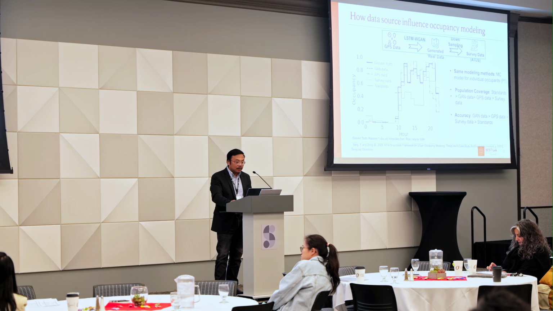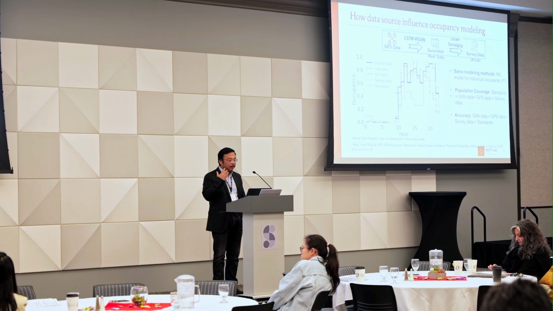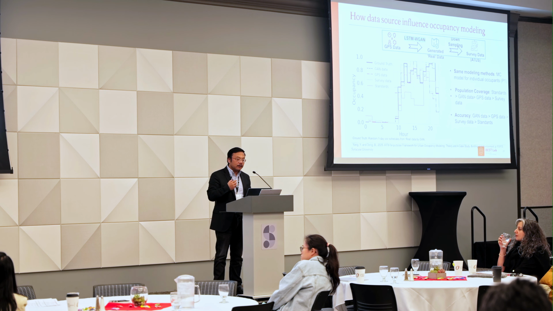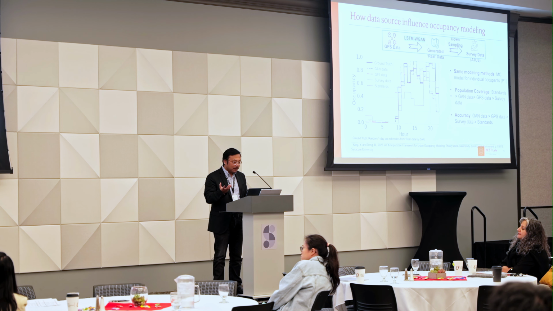Then we look at how different data sources influence occupancy modeling. As I said, there are different data sources when you create an occupant schedule. You can get the occupant schedule from the standards, right? From the ASHRAE standards, from the EnergyPlus models, there are well-defined schedules for different building types. You can also get occupancy schedules from survey data, which is normally ATUS data, the American Time Use Survey data. And then you can get the schedule from GPS data, or you can get a schedule from synthetic data, which is GAN-generated data. So we compare those different schedules.